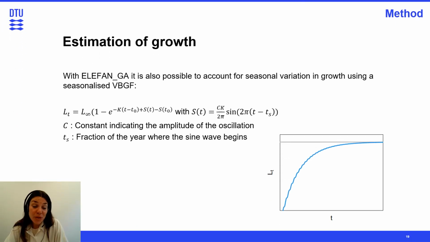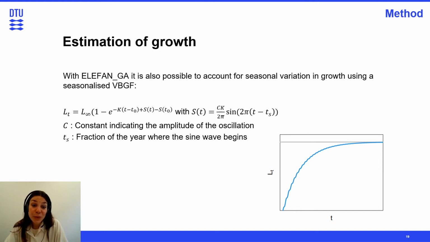It is also possible with this method to account for seasonalized variation in growth, which includes two new parameters into the von Bertalanffy growth function: C, indicating the amplitude of the seasonal oscillation, and TS, which indicates the fraction of the year where the sine wave of the oscillation begins.